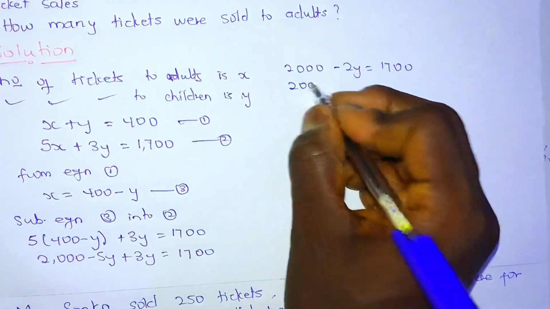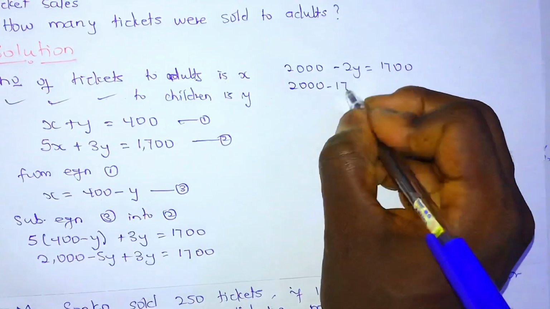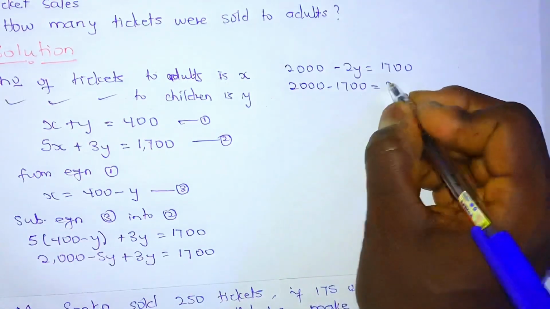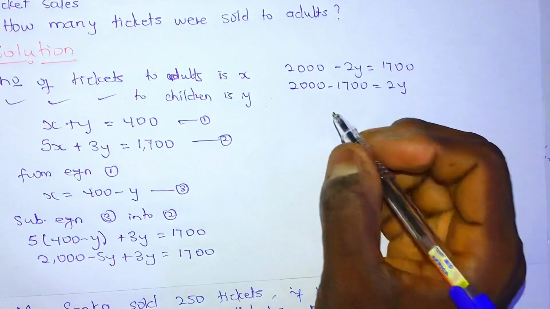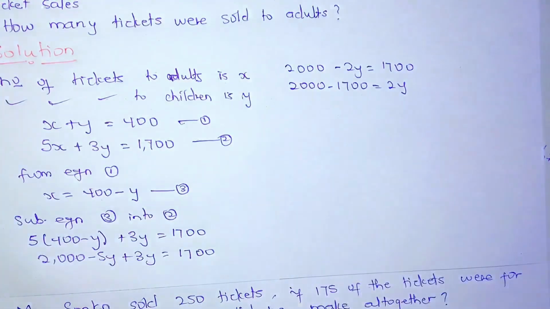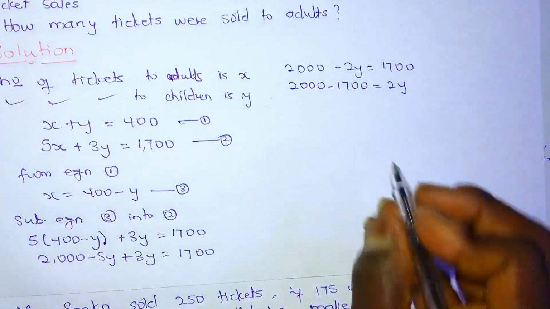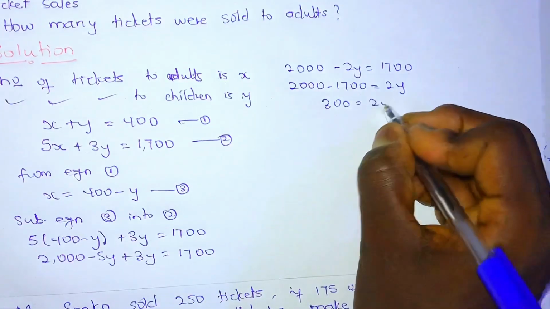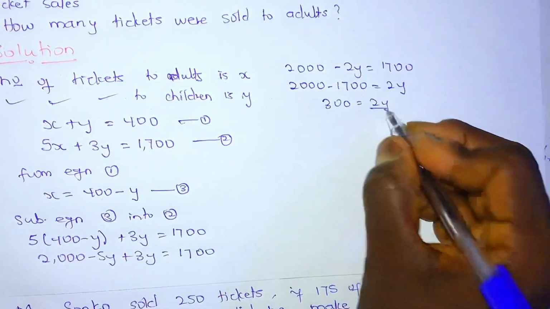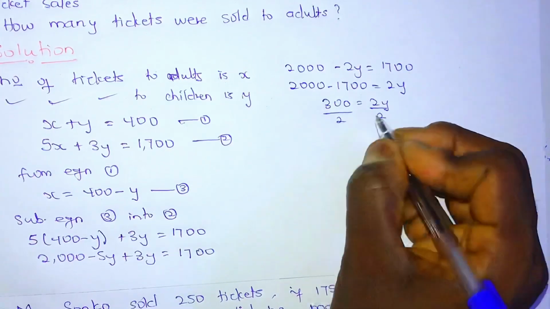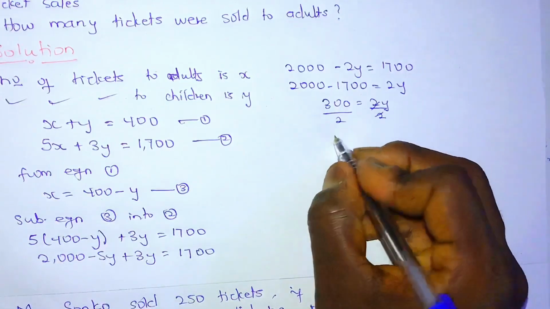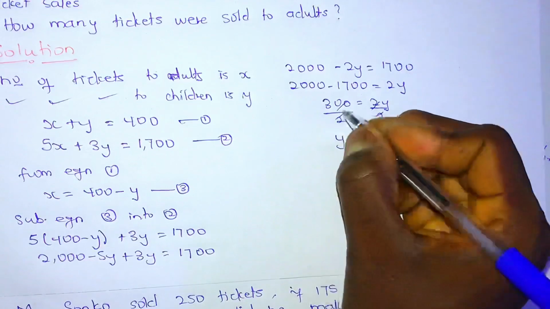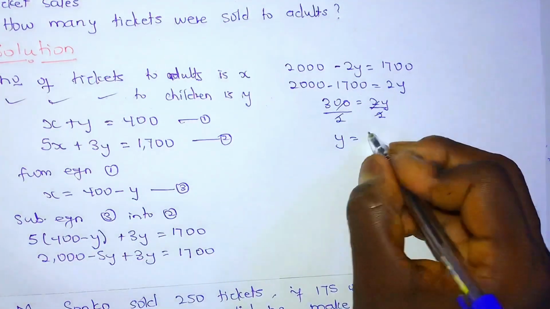So 2000 minus 1700 is equal to positive 2y. Okay, so if we find the difference, we get 300. 300 is equal to 2y. We divide by 2. And y is going to be 150.